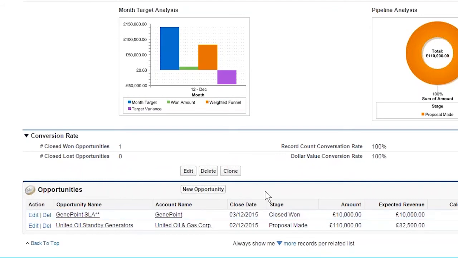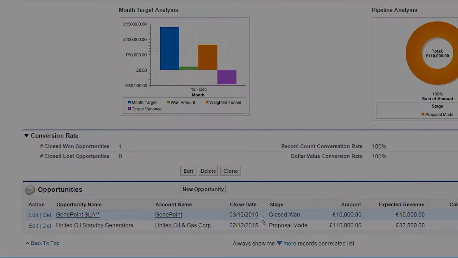So we have our target, we have our opportunity. The code says, right, go and find the relevant target. Relevant means same opportunity owner, and the close date matches the target date. So this is a target for December, link it to December. If we change the close date on this opportunity to January, it would unhook it from this target and link it to the January target.